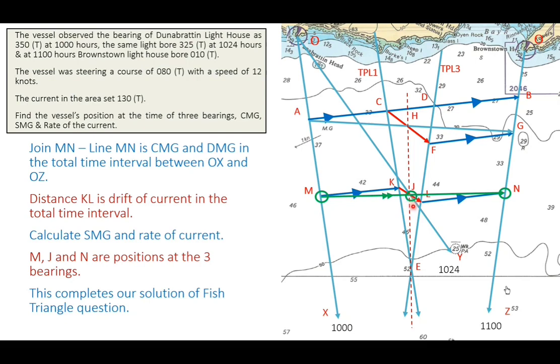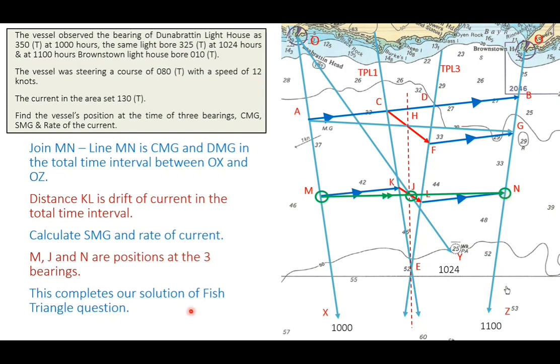And the Juliet Lima November triangle which we have is the triangle for 36 minutes, that is from 1024 to 1100 hours. So Juliet to November is my CMG for 36 minutes. Juliet to Lima, the red color side, represents the set and drift of the current for 36 minutes, and Lima to November is the CTS for 36 minutes.